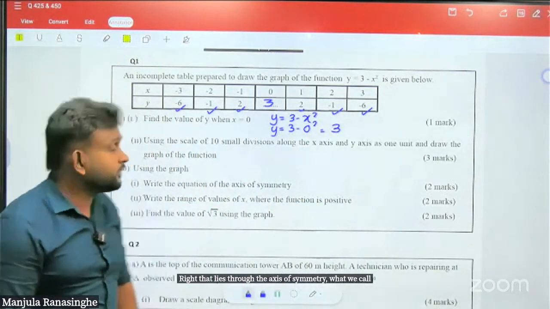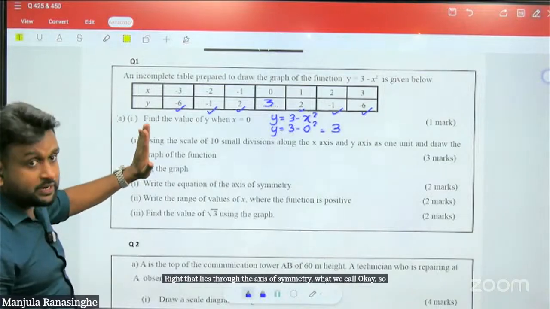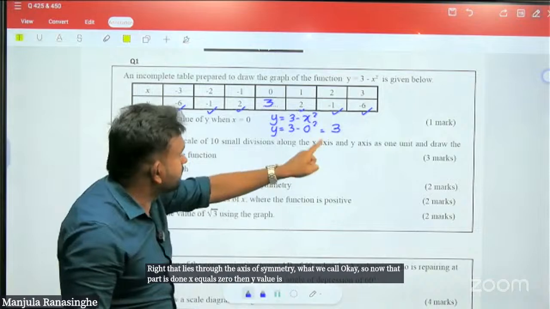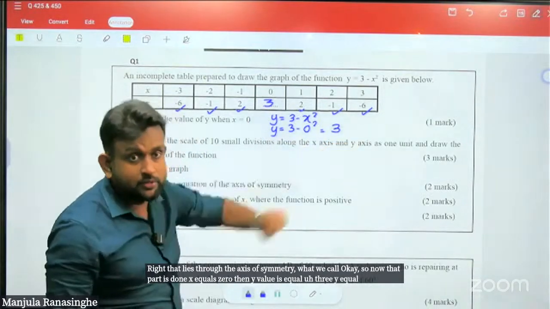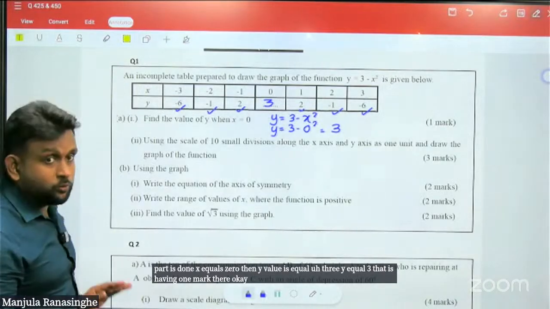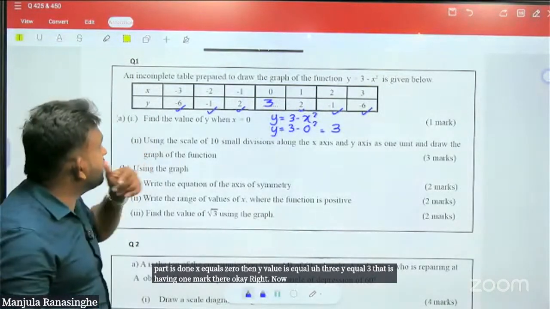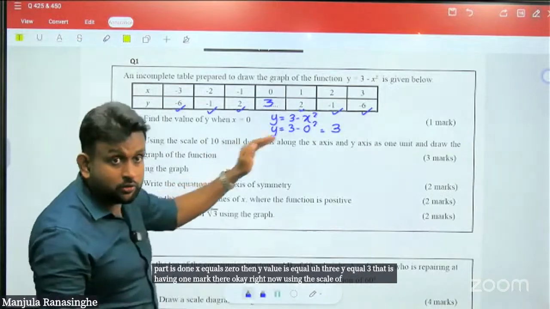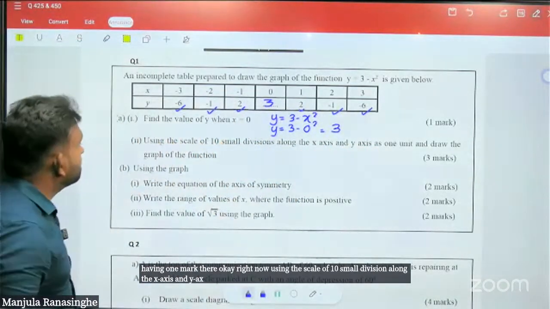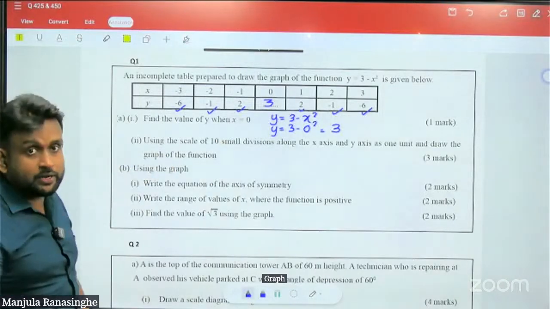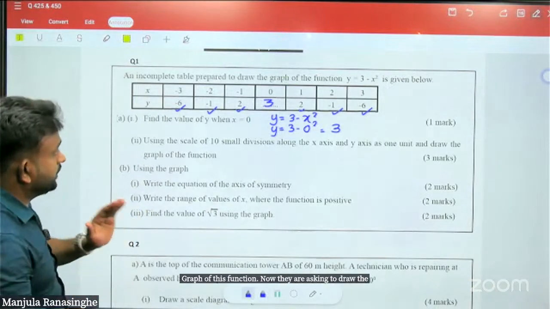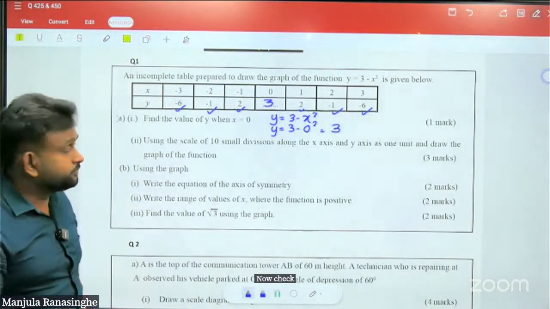Okay, so that part is done. When x equals 0, the y value is equal to 3, y equals 3, that is having 1 mark there. Okay, right. Now, using the scale of 10 small divisions along the x-axis and y-axis, draw the graph of this function. Now they are asking to draw the graph of this function.